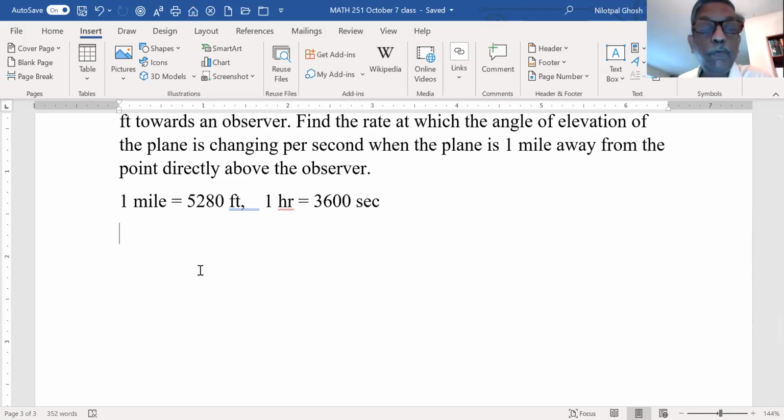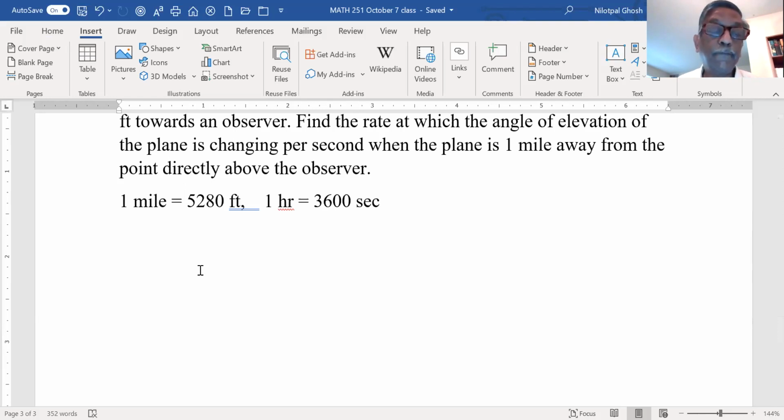When we do related rates, you know the rate of change of one object, and you want to know the rate of change of another object. That's why it's called a related rates problem. Okay.